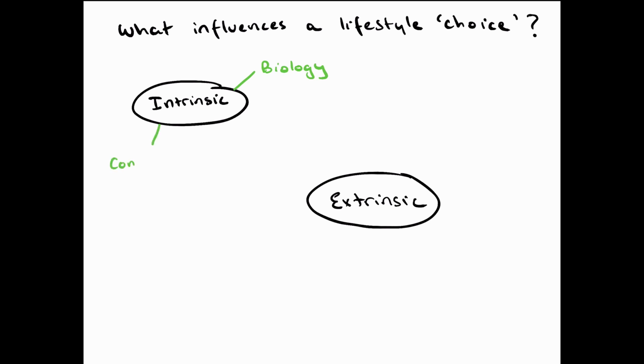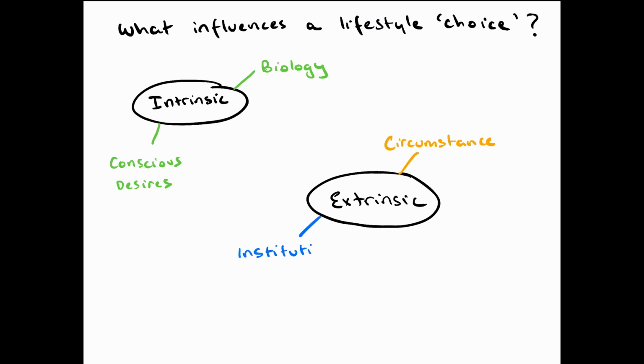Also, we have conscious desires. So if someone wants to go and eat Taco Bell or McDonald's, that's a conscious desire that is pushing them towards perhaps a less healthy lifestyle choice. There's a lot of interplay between biology and conscious desires, and I've just divided them up here so that we can discuss them separately. In extrinsic factors, we have circumstance and institutions.